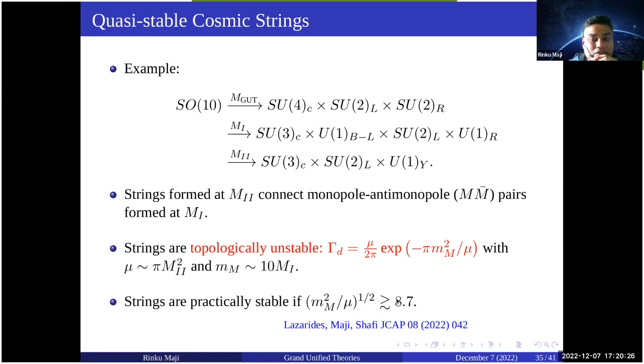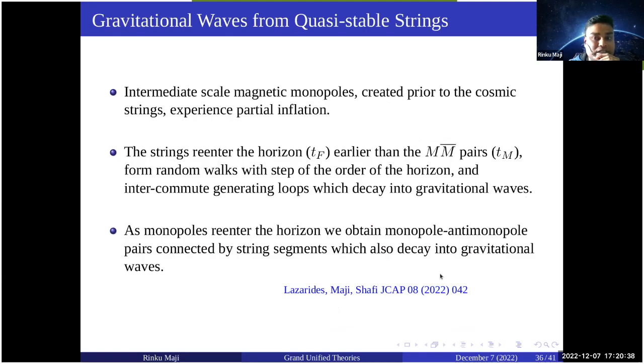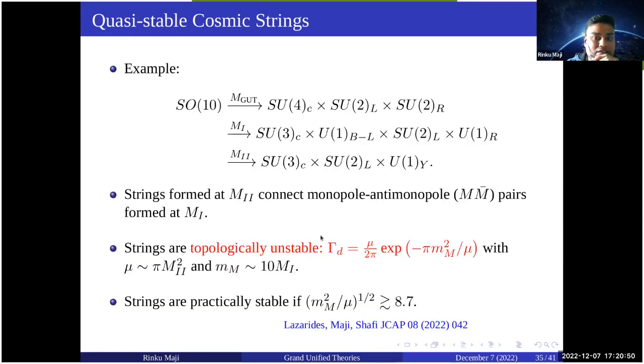this ratio, the separation of the two breaking scales, becomes greater than or equal to 8.7, which basically says the two breaking scales are separated by about one order of magnitude or so. But the point is that this monopole and anti-monopole connected by the strings can decay by radiation of gravitational waves or via their gauge interaction by unconfined fluxes.